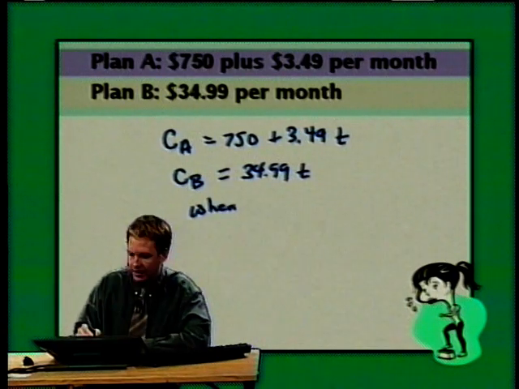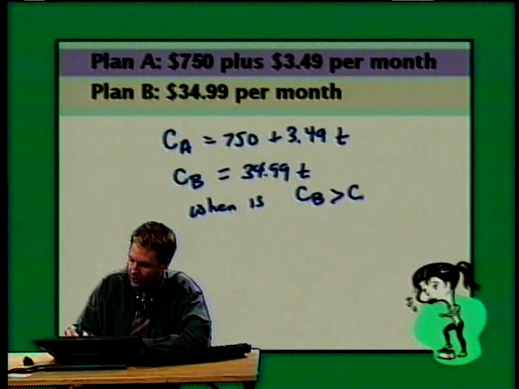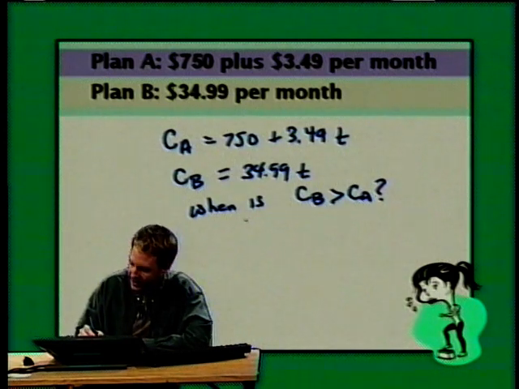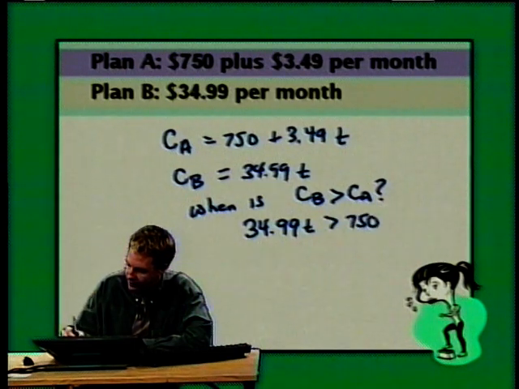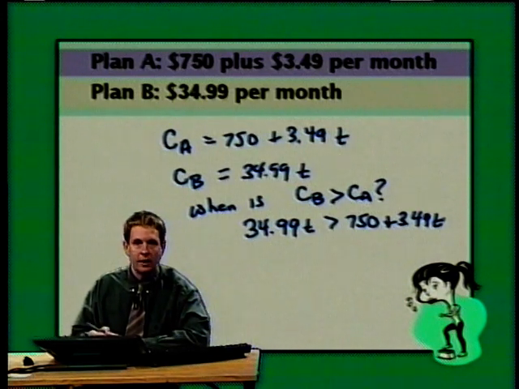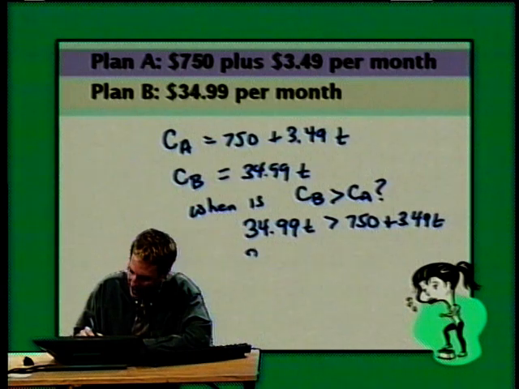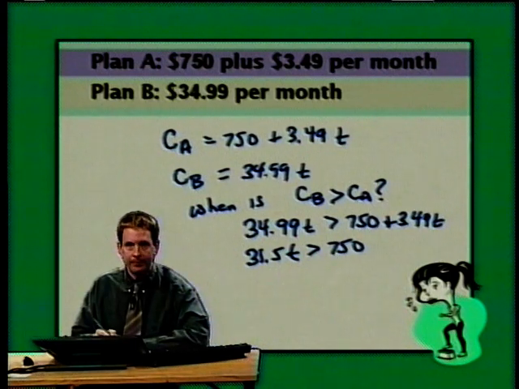Our question is, when is the cost of Plan B greater than the cost of Plan A? Well, let's write down the inequality. We've got 34.99T is greater than 750 plus 3.49T. Subtracting 3.49T from both sides of the equation, we have 31.5T is greater than 750.